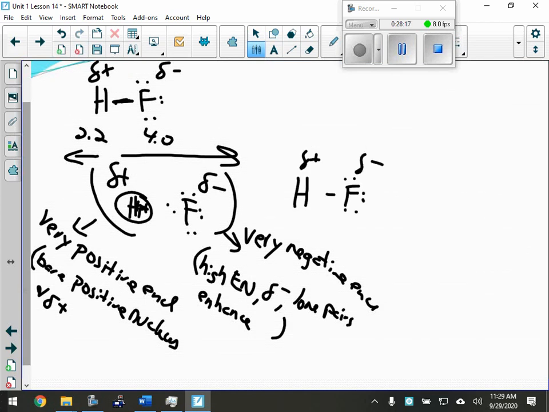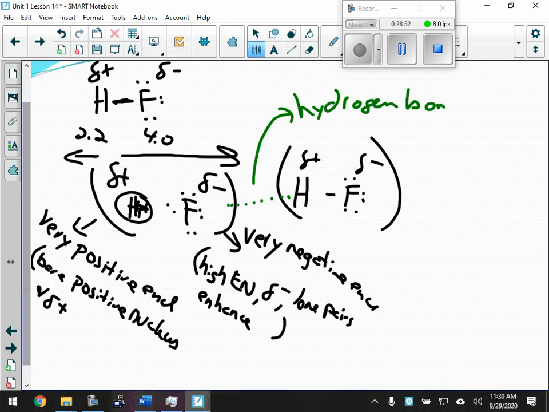Partial negative, partial positive. Very positive end. You don't have to put the brackets there. Very negative end, okay? Hydrogen bonding is that link between very, very polar molecules here that, like we just talked about, right there. That's hydrogen bonding, okay? Between molecules. The very, very negative end of this molecule attracted to the very, very positive end of that molecule. That is hydrogen bonding. The link between those two.